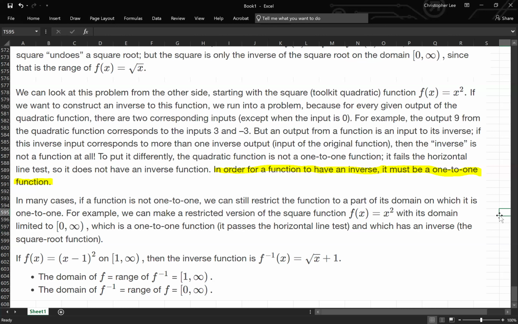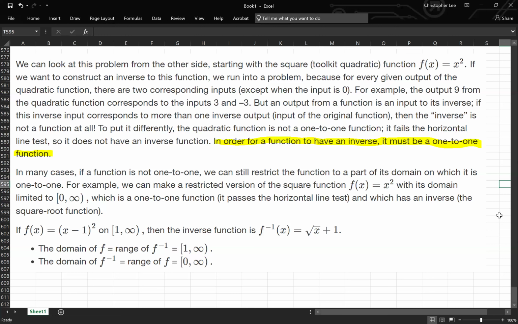So for example, we can make a restricted version of the square function f of x equal to x squared with its domain limited to 0 to infinity, which is a one-to-one function. It passes the horizontal line test, and has an inverse, the square root function. So if f of x is equal to (x minus 1) squared on the interval from 1 to infinity, then the inverse function, f inverse of x, is going to be equal to the square root of x plus 1, right? The domain of f is equal to the range of f inverse, which is 1 to infinity. The domain of f inverse, equal to the range of f, is going to be 0 to infinity.